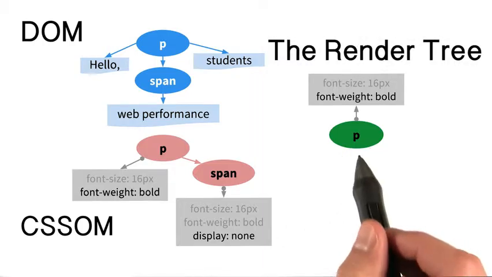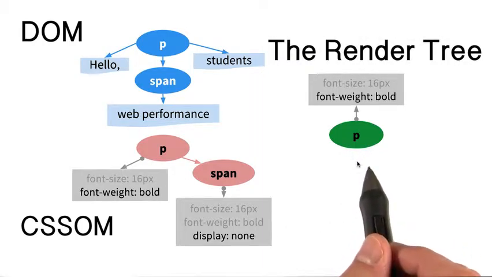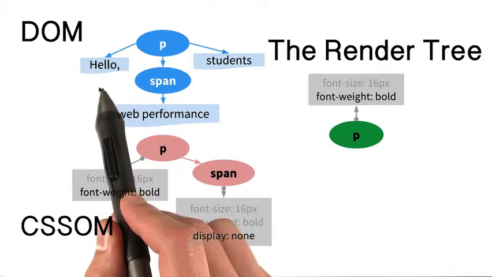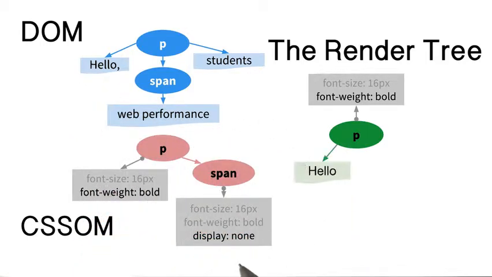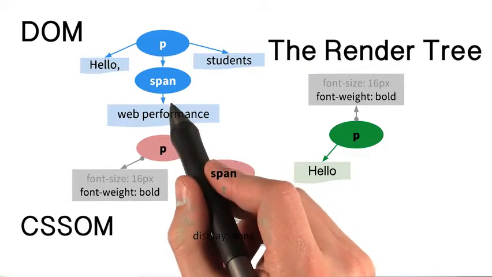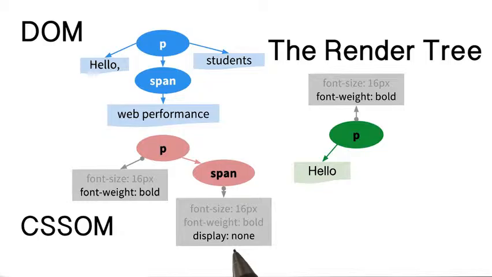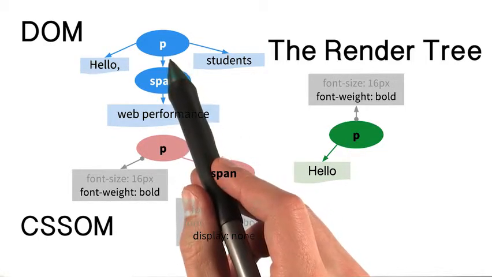Okay, we're done with the paragraph node. Let's walk down the tree. Next, we see hello, which is just a text node. So we copy that to our render tree. Next, we arrive at the span node. We have a matching CSS rule for it. We have a span, and it is indeed a child of the paragraph node.